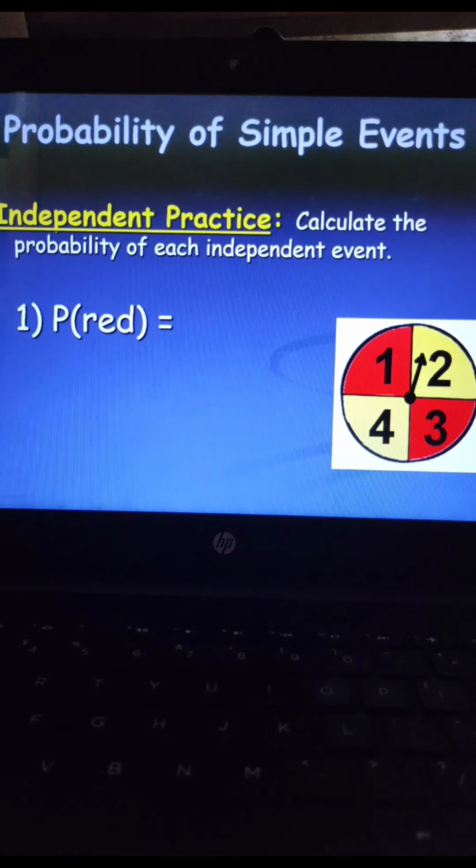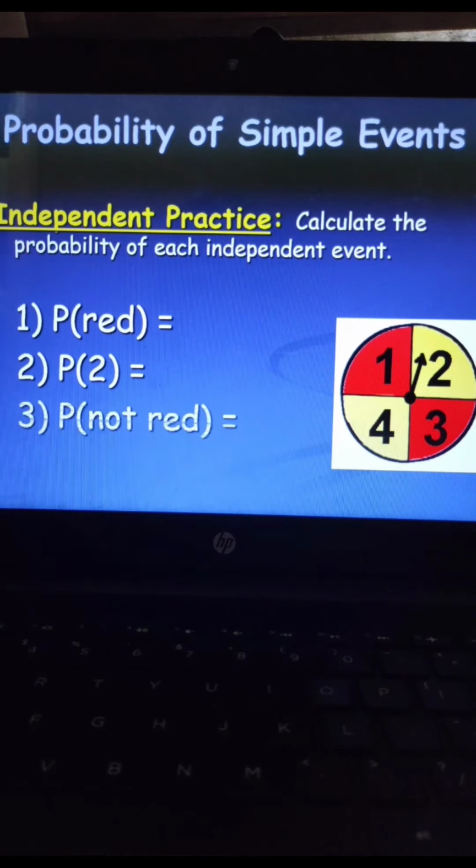Now let's practice. Calculate the probability for your test. Calculate the probability of each independent event. Number 1, the probability of red. What about the probability of 2? Probability of not red. And number 4, the probability of even. In an actual class, you will be given 5 minutes to do that task.